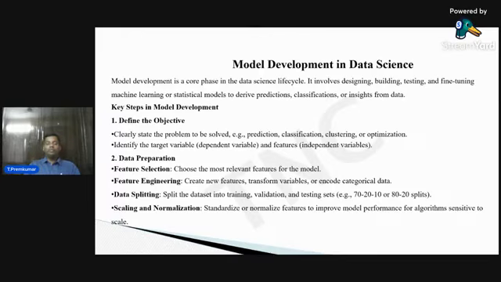When you go for feature selection, we have to choose the most relevant features for the model. And after selecting the features, we have to create the new features along with the transformation variables and encode the categorical data. In the case of data splitting, split the datasets into training, validation, and testing sets. Okay, it should be like 70 is to 20 is to 10 or 80 is to 20 splits. The data is split based on the validation as well as the testing along with the training process. The scaling and normalization talk about scaling the features to improve the model performance for algorithms sensitive to the scales.